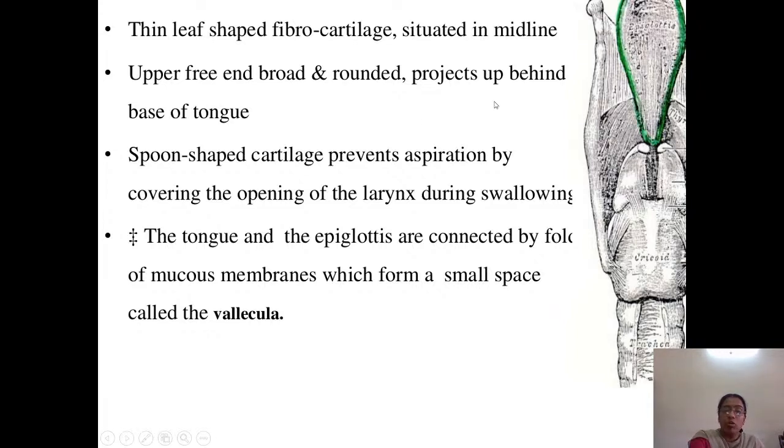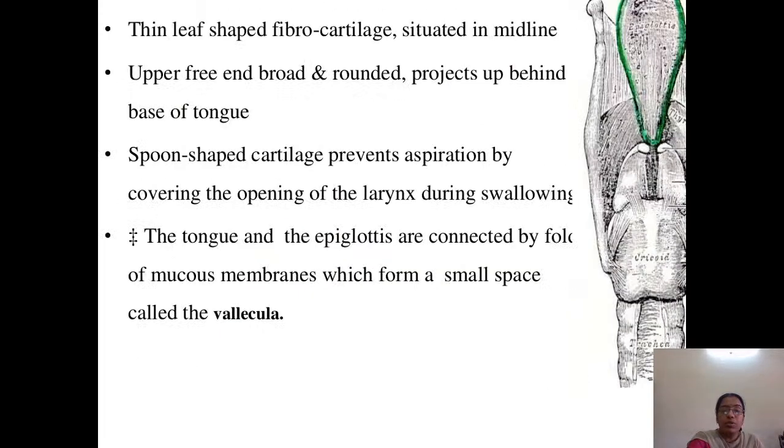The tongue and the epiglottis are connected by a fold of the mucous membrane. Here you can see the tongue, the root of the tongue, and the epiglottis. They are connected by a fold of mucous membrane, and on the other side they form the valleculae, but that is a different part. Here, what you can see is that both are interconnected by a fold of the mucous membrane.